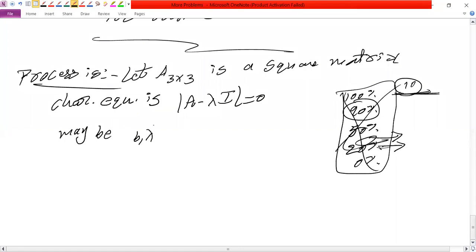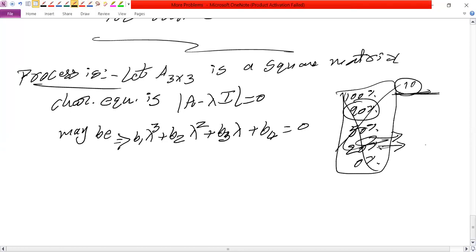b1 lambda cube plus b2 lambda square plus b3 lambda plus b4 equals 0. Here b1, b2, b3, b4 are some constants. Don't assume that the lambda square coefficient is always negative and the constant term is always negative. In that formula I explained that lambda cube coefficient is positive, lambda square coefficient is negative, lambda coefficient is positive, and the constant coefficient is negative. This may be the characteristic equation.